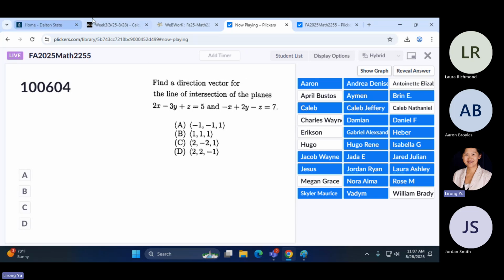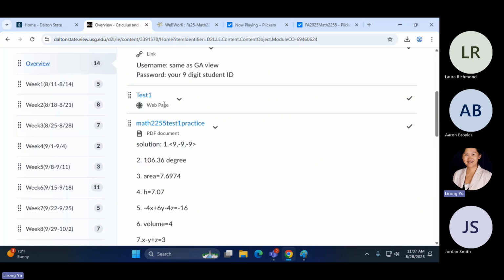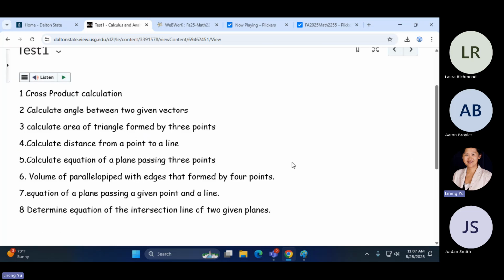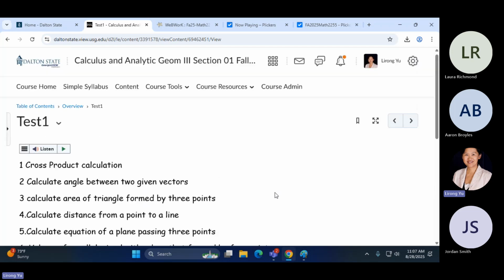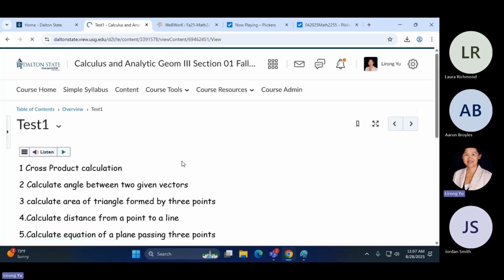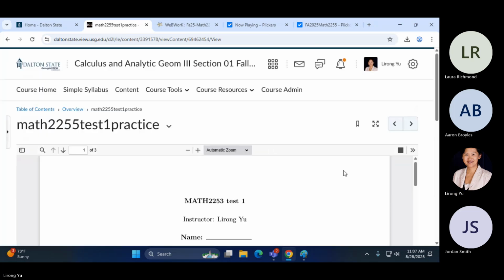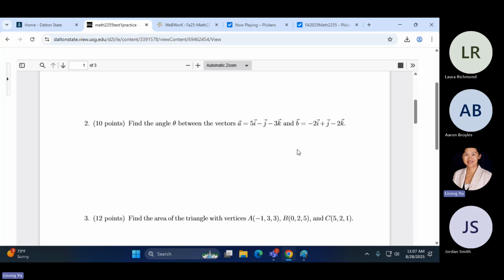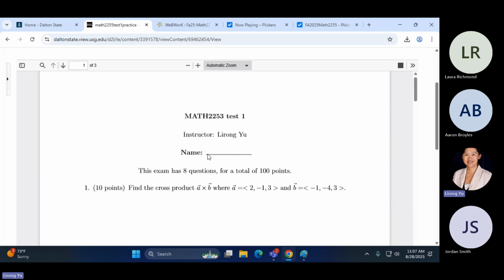Oh, the practice question and solution for test one is over here. That was the example of test one. We plan on having a question that I pulled the example of those 8 questions from our homework. So we definitely need to do cross product, calculate angle, calculate area using the dot product, right?